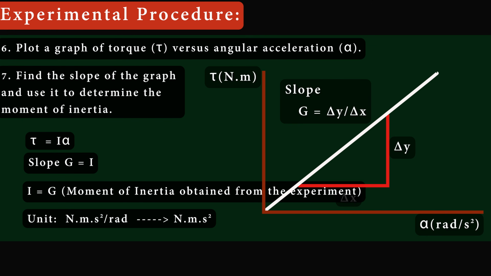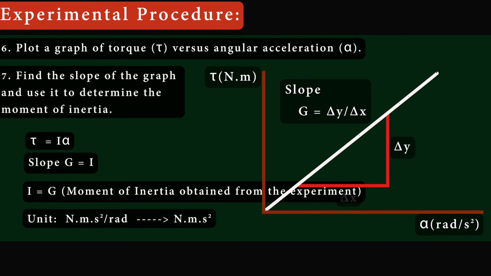6. Plot a graph of torque versus angular acceleration, alpha, with torque on the y-axis and alpha on the x-axis, as shown in the example picture. Then, draw a straight line that best fits the points obtained from the experiment. 7. Find the slope of the graph and use it to determine the moment of inertia. The relationship between torque and angular acceleration, alpha, is given by torque equals I alpha. Therefore, the slope of the graph between torque and alpha represents the moment of inertia of the system.